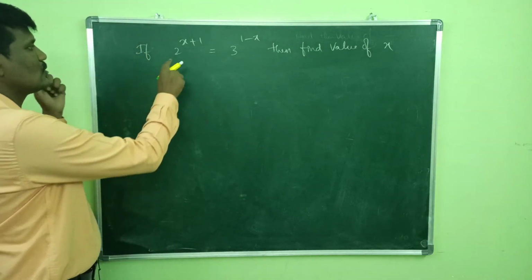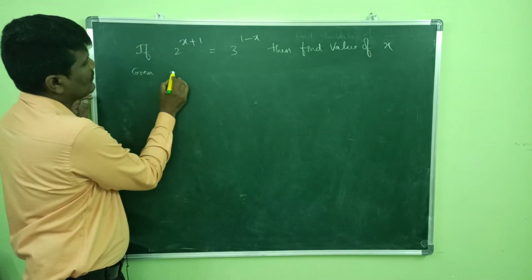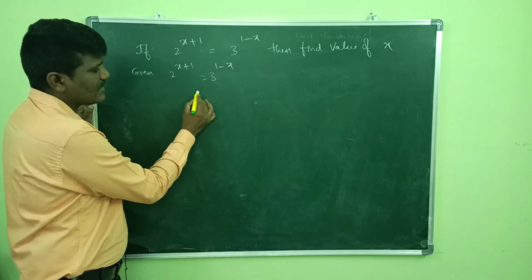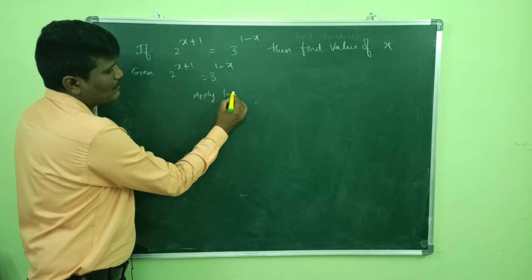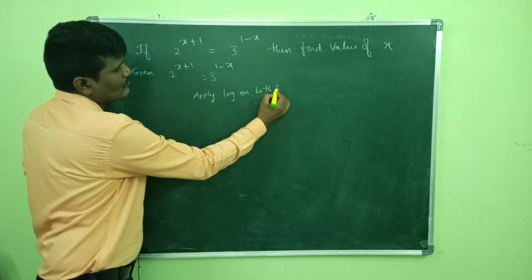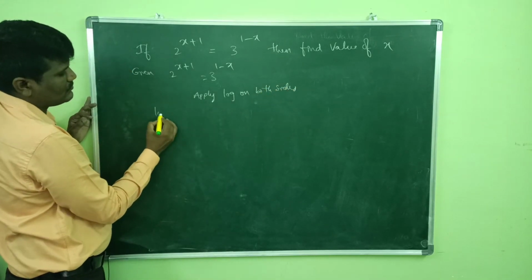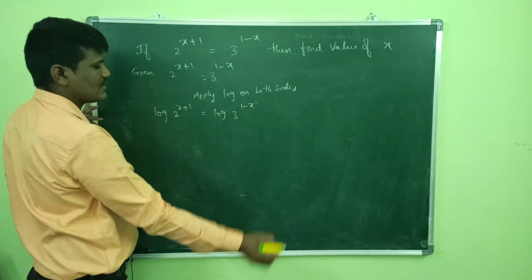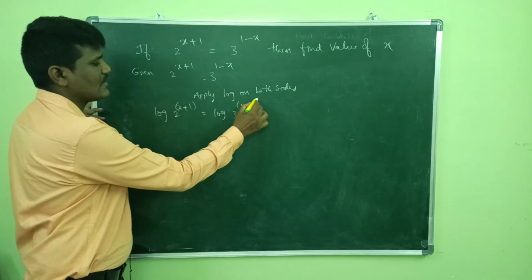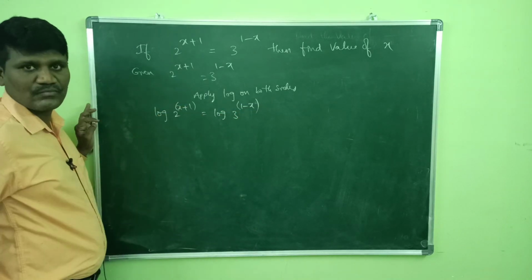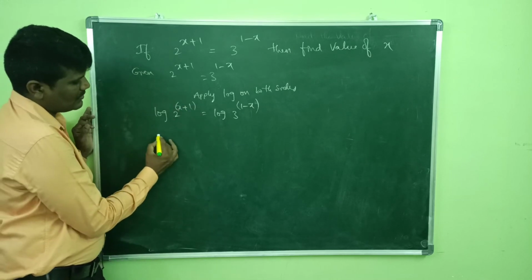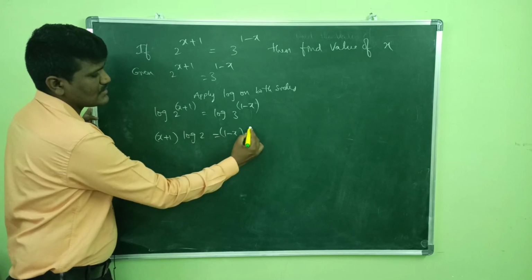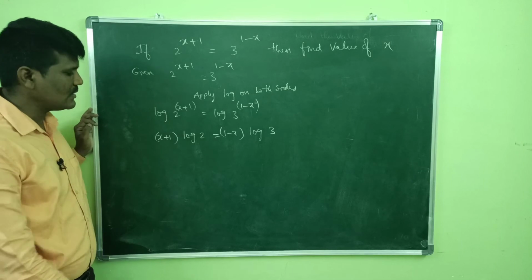So first, given 2 power x plus 1 is equal to 3 power 1 minus x, apply log on both sides, as said in the previous problem. If you apply log on both sides, it will become log 2 power x plus 1 is equal to log 3 power 1 minus x. Here you can use the log x power m formula, the power rule. So it will come x plus 1 log 2 is equal to 1 minus x into log 3, using the power rule.